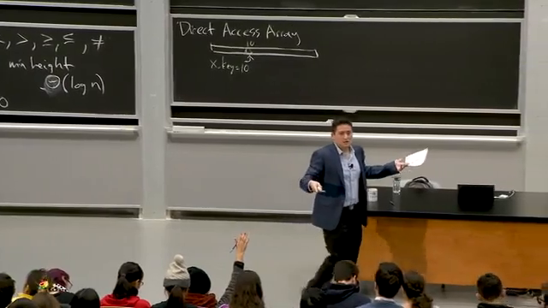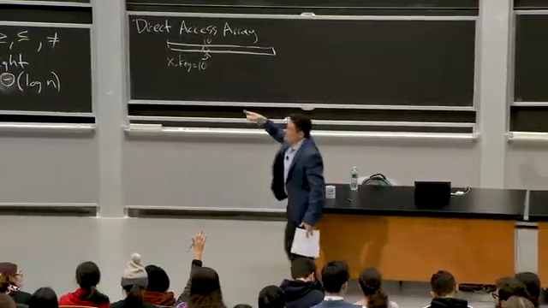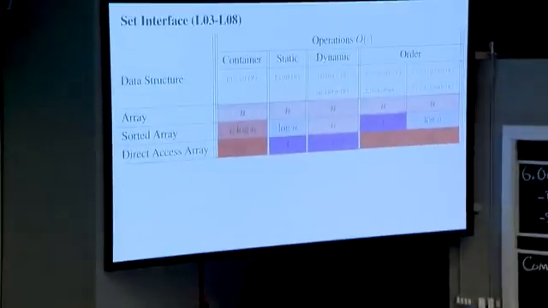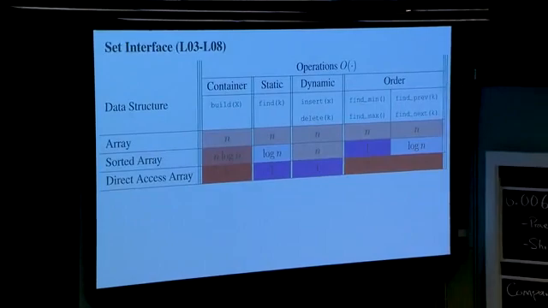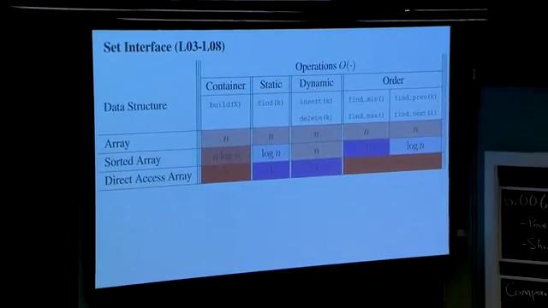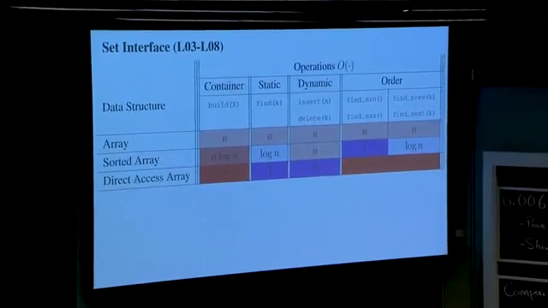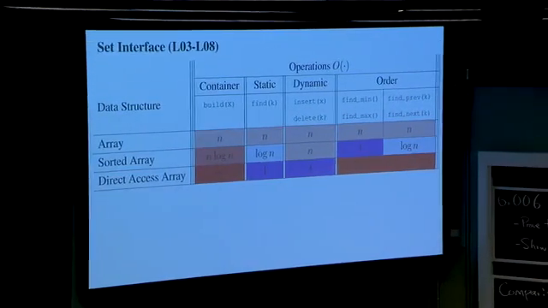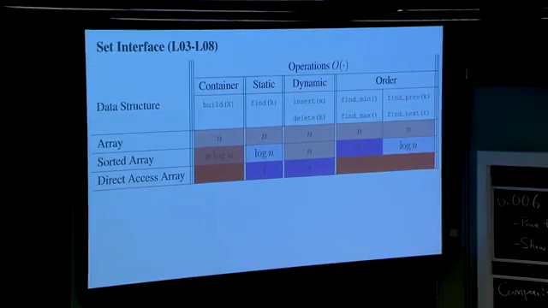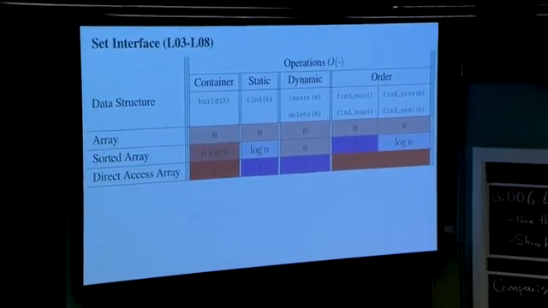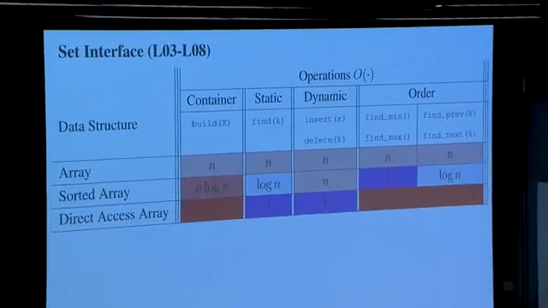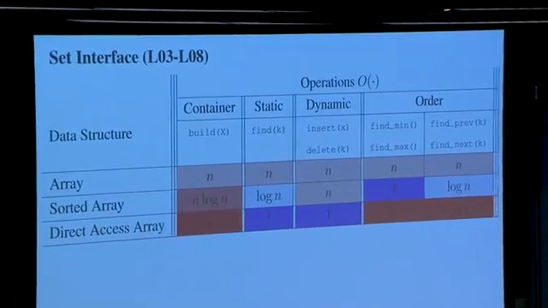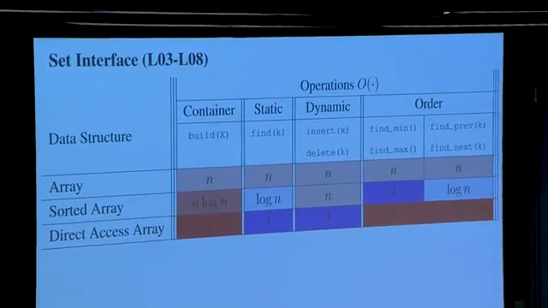Does that make sense? Okay, so to instantiate a direct access array of that size, I have to allocate that amount of space. And if that is much bigger than n, then I'm kind of screwed, right? Because I'm using much more space. And these order operations are bad also, right? Because essentially, if I am storing these things non-continuously, I kind of just have to scan down the array to find the next element, for example.